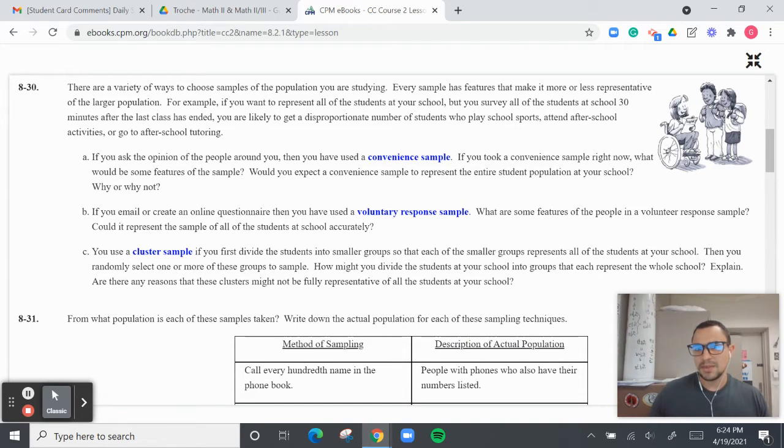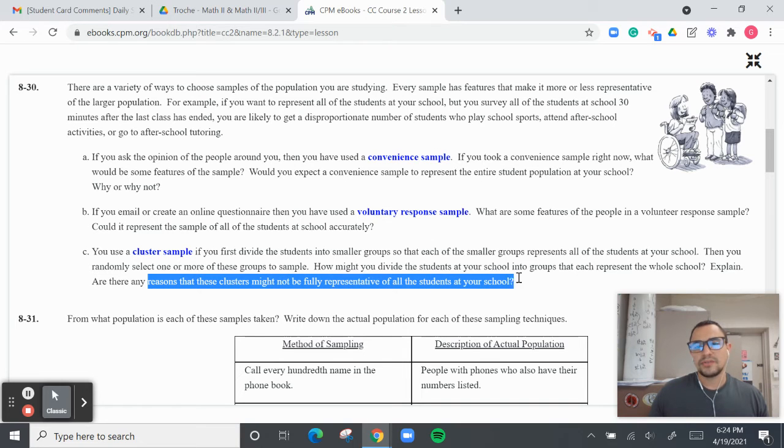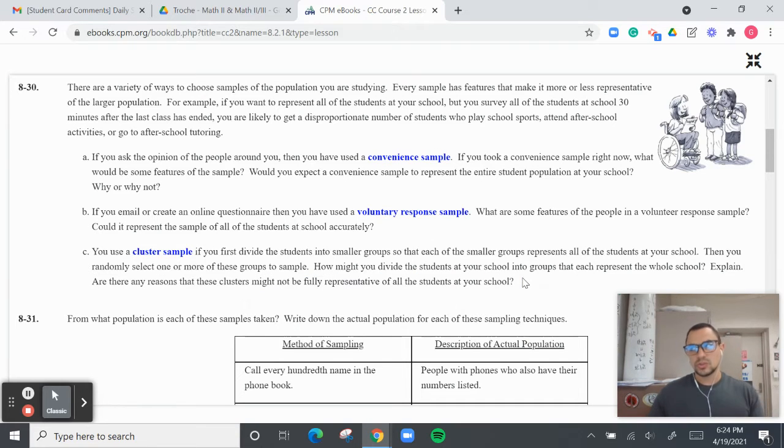And then I would say that maybe you can have the 6th graders at lunch versus the 7th and 8th graders at lunch. There's many ways. Are there any reasons that these clusters might not be fully representative of all the schools at your school? And that's kind of what it is. It's separating at the same time. You're still separating these students by a specific cluster. So you got to be careful about that.